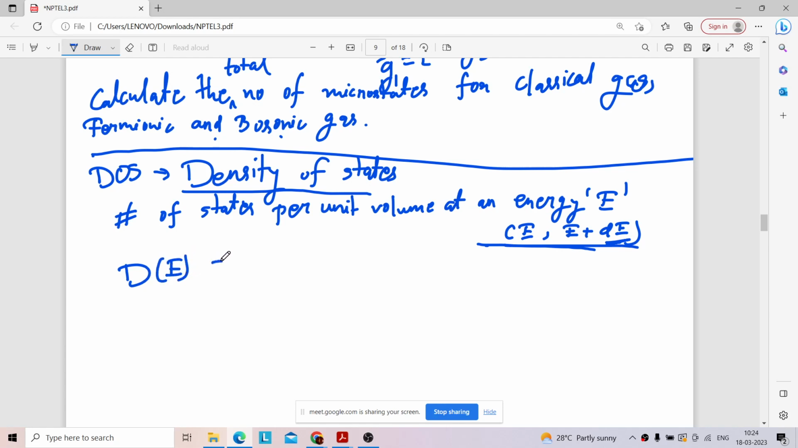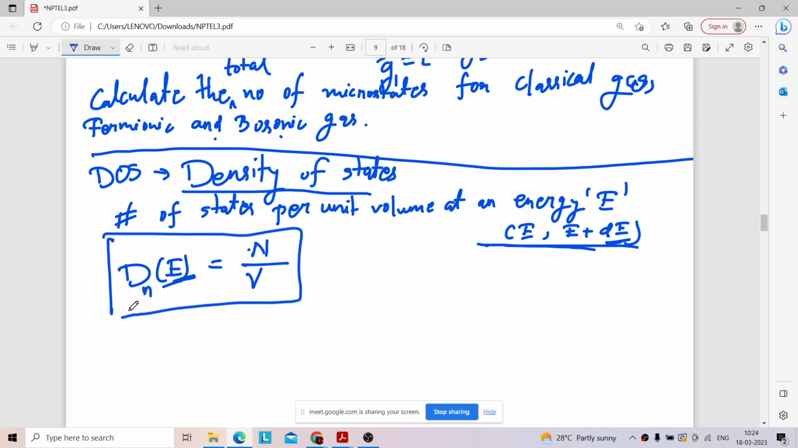Let's denote it as g(E). So this will be, generally, number of states per volume for energy E. And this density of states depends on the dimension of the space you are talking about. So this is the initial formula for it.